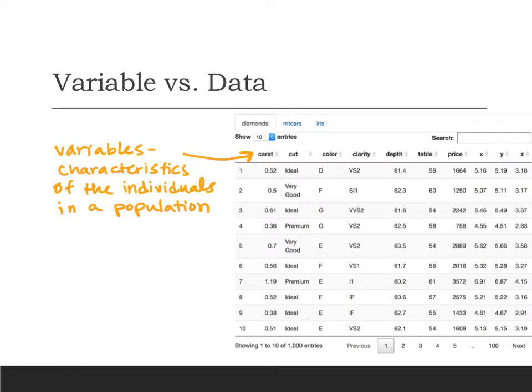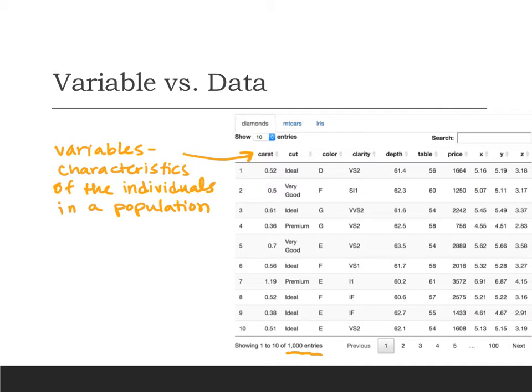Even though this is 1,000 entries, that's still just a sample. There are more than 1,000 diamonds in the world. So we have a sample of 1,000 diamonds, and this is just a picture, so I've only got 1 through 10. But those are variables.